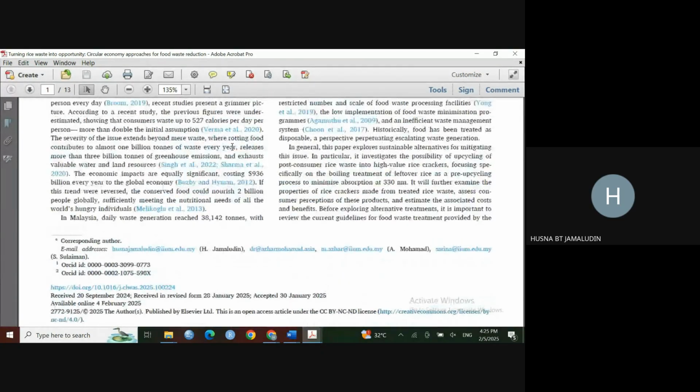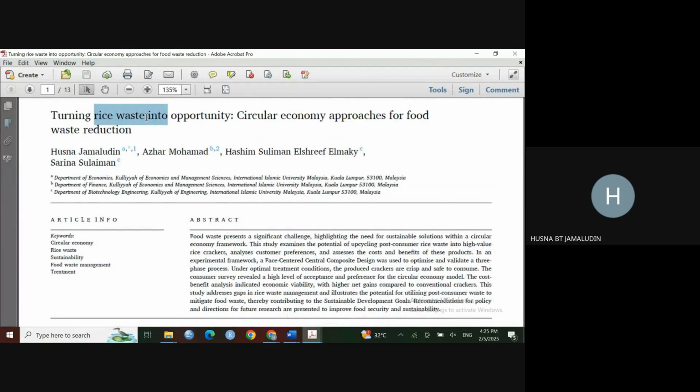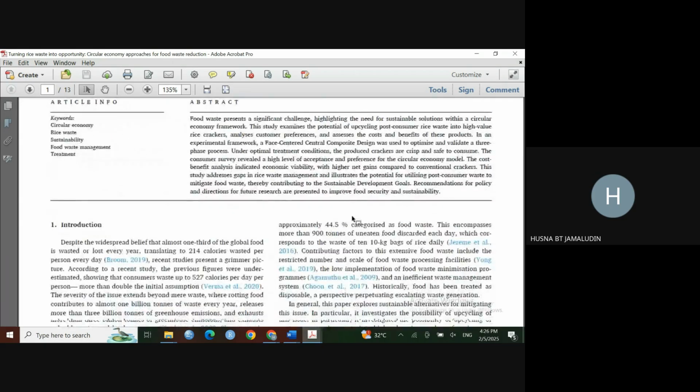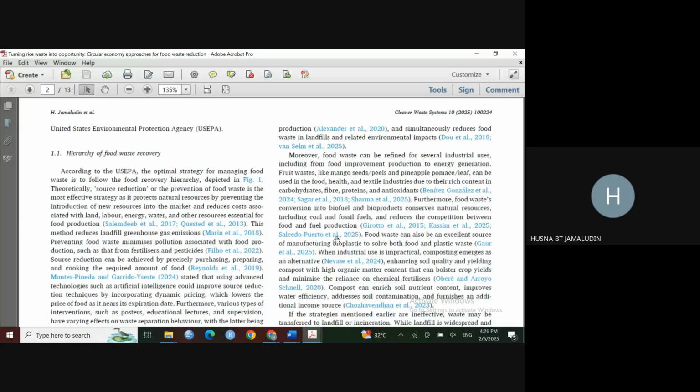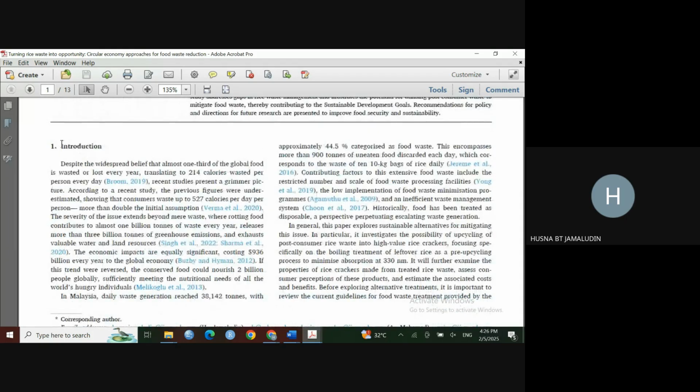Okay, so this topic is about rice waste just now, right? And then you are using the circular economy concept. This is a concept, so of course you have to review what this circular economy concept is. People don't know about it, right? So what I did in my literature is that I combined it with the introduction.